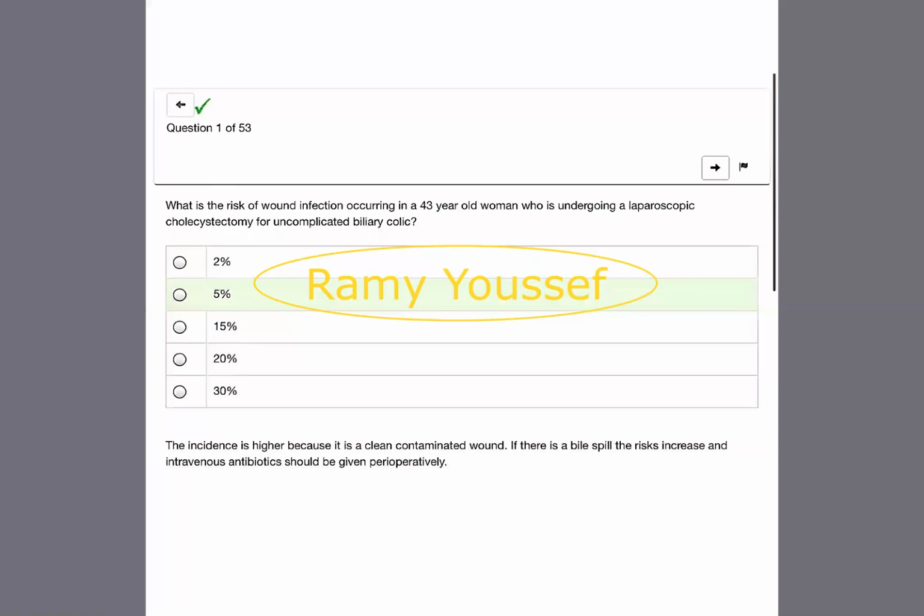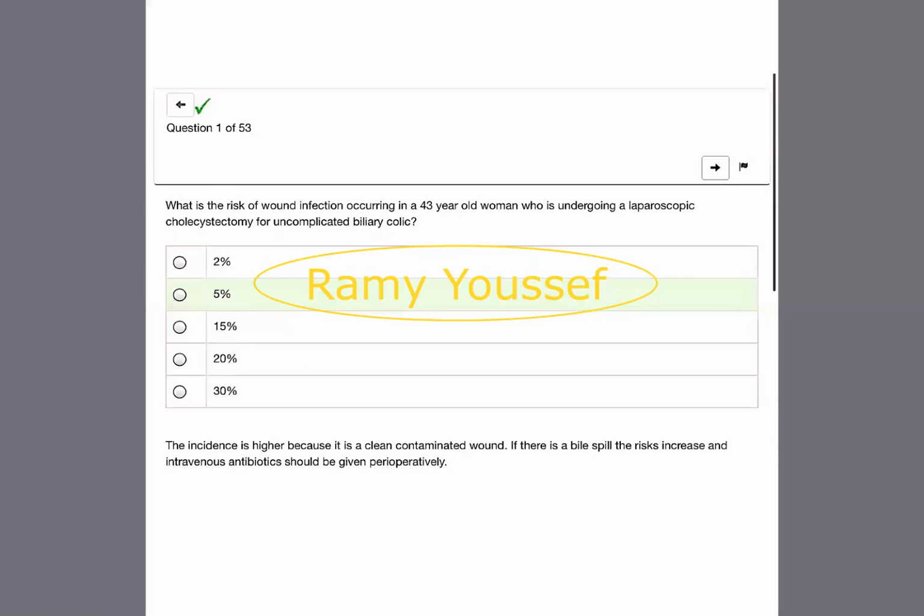Clean contaminated is anything related to a cavity, especially the GIT or the urinary tract, so there is a possibility of spillage during the operation. A contaminated wound is one where you open the GIT on purpose, or like a perforated peptic ulcer, perforated colon, perforated appendix. This is contaminated. There is contamination by the GIT contents or the urinary tract contents.